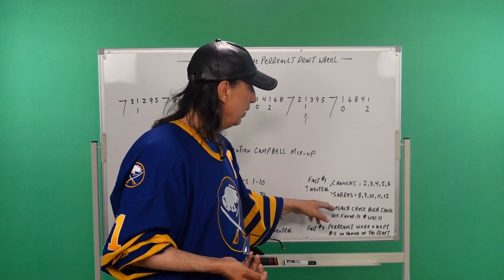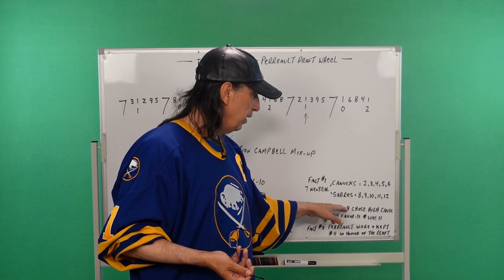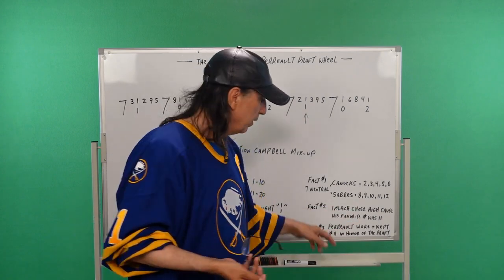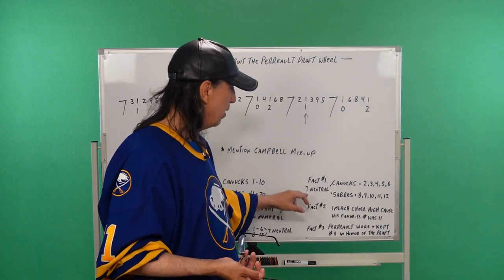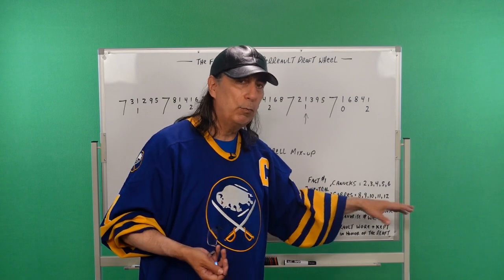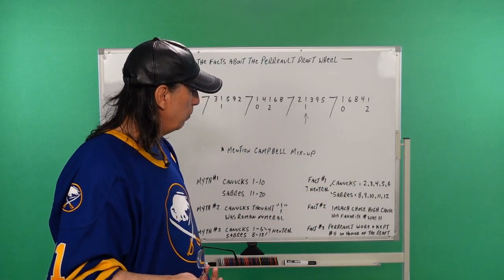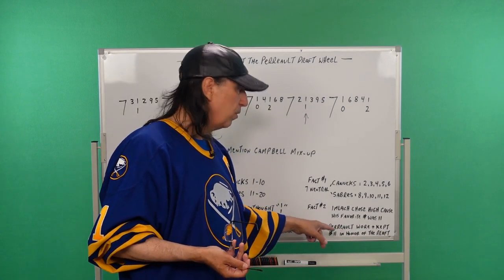Fact number 2, Imlach was adamant to get the high numbers because his favorite number was 11. Ironic, eh? Imlach's favorite number was 11, and he was adamant on getting the 8, 9, 10, 11, 12 sequence, and he did. And fact number 3, Perreault wore and kept number 11 in honor of the draft.